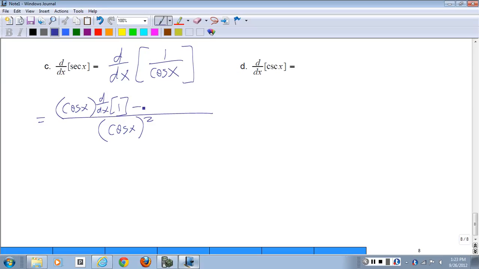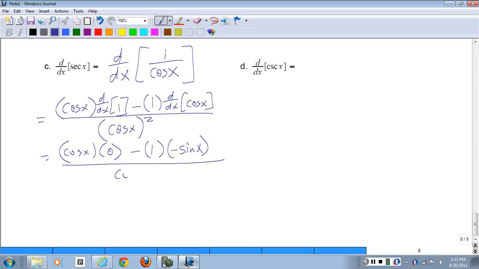Minus 1 times the derivative of cosine x. And we'll see how this shakes out. Of course, the derivative of 1 is 0. We'll write that down. Cosine x times 0 minus 1 times derivative of cosine x is negative sine x, all over cosine squared x.